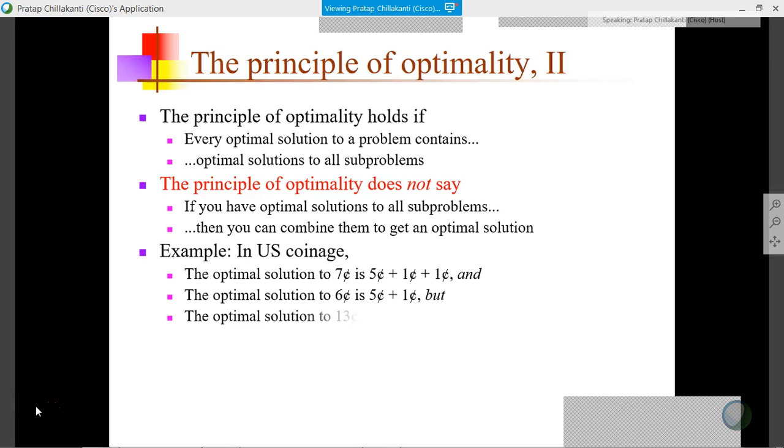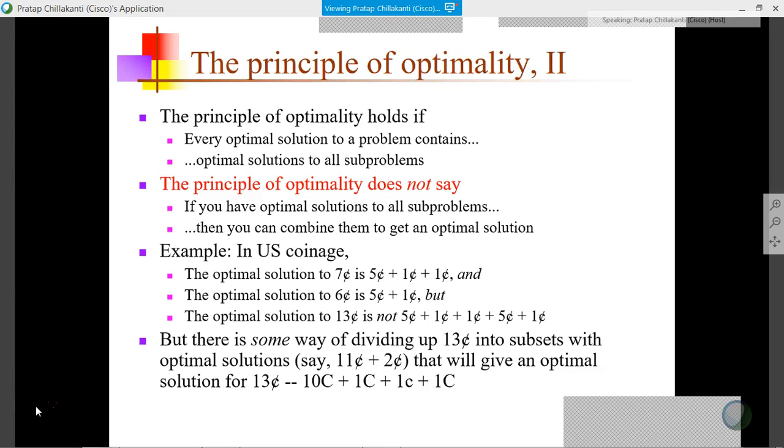But can I now say that the optimal solution for 13 cents is the optimal for 7 cents and the optimal for 6 cents? It is not optimal. The reason it is not optimal is that the number of coins it has is 5, right? There is a 10-cent coin, right? So you can divide that 13 cents into subsets with optimal solutions. What are the subsets? 11 and 2.